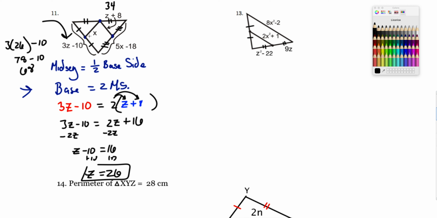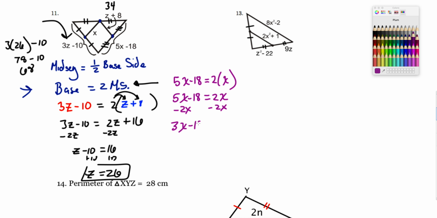Okay, so for x, you're going to follow the same thing. We know we can use this equation here. The base, 5x minus 18, equals 2 times the mid-segment, which is x. And so why don't we just do it? Subtract 2x from both sides. 3x minus 18 equals 0. Let's add 18. 3x equals 18. We divide by 3, x equals 6. So if I put 6 in here, I get 6. And then 5 times 6 is 30 minus 18, that is 12. Check, it works, right?